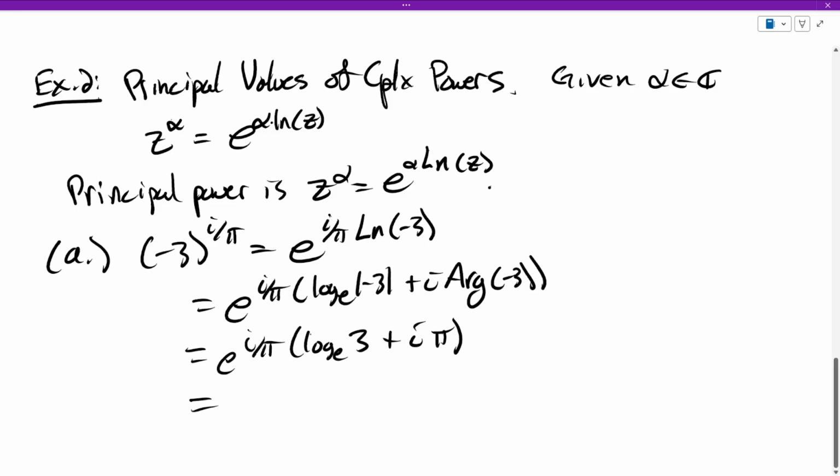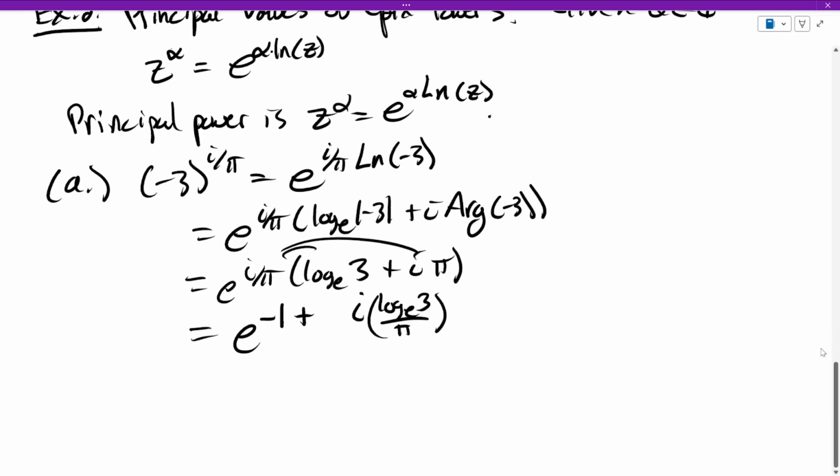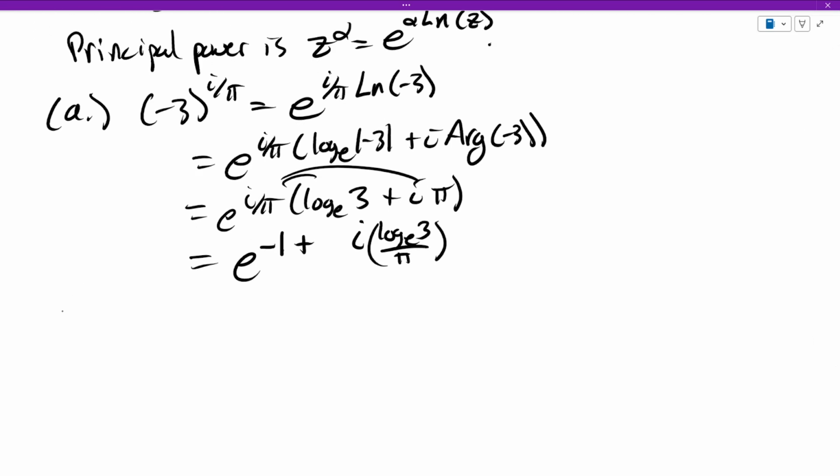All right, so what are we going to get here? We multiply that in. I'll do the second product first. i over pi times i pi is going to be i squared, and that's -1. So that's e to the -1 plus i log base e of 3 over pi. And that is our principal value. And if we wanted to, we could go in, use the definition of the exponential function, and go ahead and compute with it. But we'll stop there.